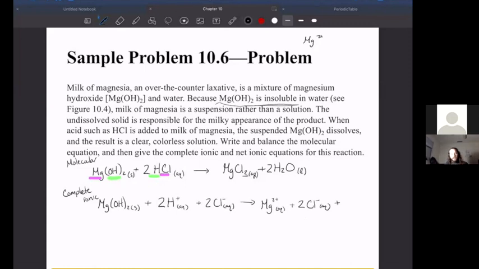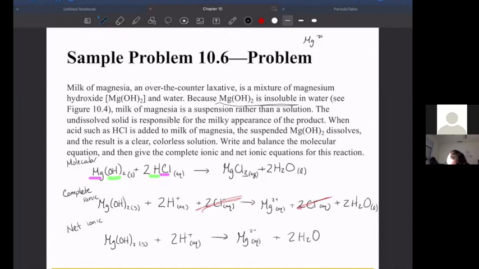And then just like you don't break up things with the solid subscript, you also don't break up things that have this liquid subscript, like water. So this would be H2O, need to keep it balanced, 2H2O liquid. So then when I'm moving to my net ionic equation, the only thing that I really get to cancel are the chlorides, the 2 chlorides that are on both sides. So my net ionic would be Mg(OH)2 solid plus 2H plus aqueous gives me Mg 2 plus aqueous plus 2H2O liquid. So that would be my net ionic equation.